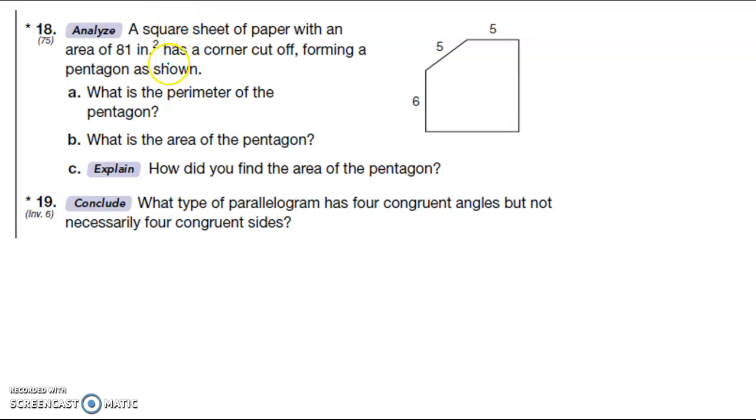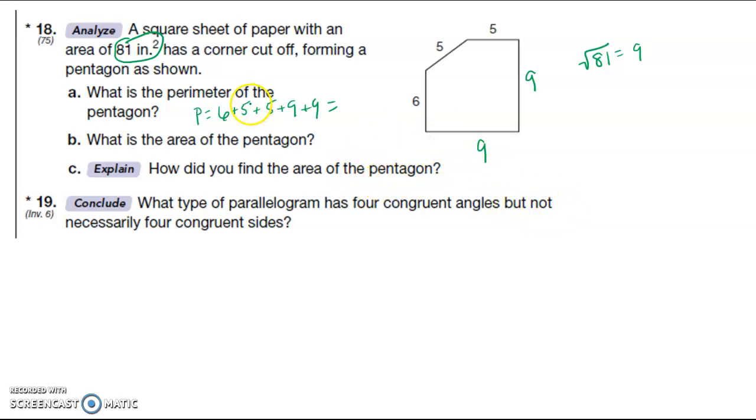Okay. 18. A square sheet of paper with an area of 81 inches squared has a corner that is cut off, forming a pentagon. So if it has 81 inches squared, if I do the square root of 81, I get 9, which means this is 9 and this is 9. So the perimeter of the pentagon is going to be 6 plus 5 plus 5 plus 9 plus 9, which is 34.